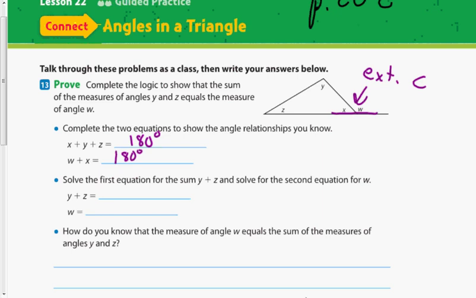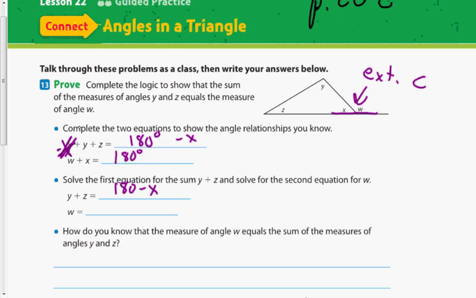Now, it says solve the first equation for the sum of y and z. And solve the second equation for w. So if we were to take that first equation and we want to get the y plus z by itself, we could subtract x here. I know that looks a little silly, but we're going to subtract it. It'll get rid of it. And then we just subtract x over here. So all it would be is y plus z equals 180 minus x, which is kind of interesting if you think about it.